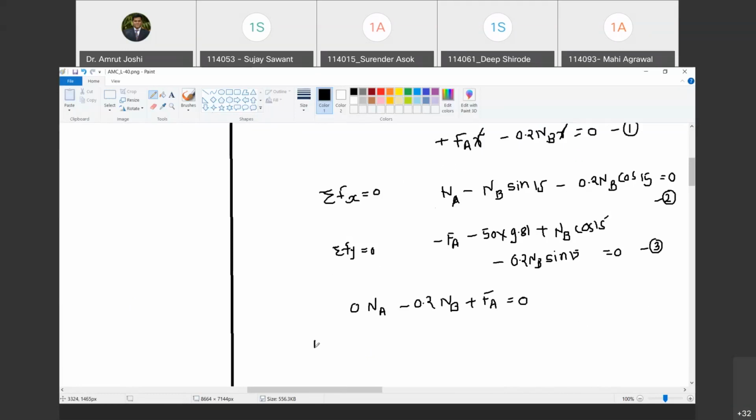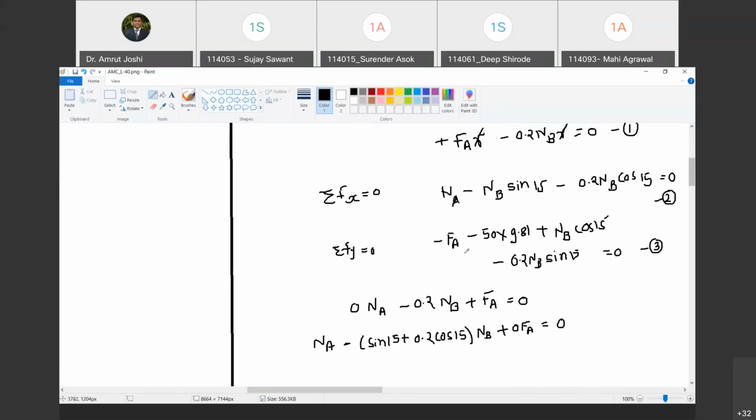It is Na, minus, sorry, Na minus in bracket NB sine 15 plus 0.2 cos 15, do you agree with me? Times NB. Minus sine is sitting outside. And this doesn't have Fa, so I will write it as 0 Fa is equal to 0. Happy?